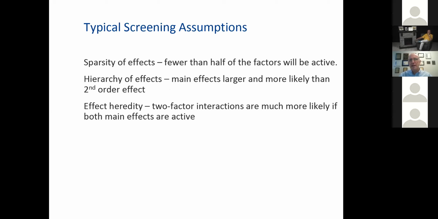So our typical screening assumptions are these, and screening designs really depend quite a bit on these assumptions being true. We generally have quite a few factors that we're screening, and we hope and trust that fewer than half of those factors will be big hitters. Then secondarily, we hope that main effects will be larger and more probable than second order effects. Because generally, we're not going to spend all the resources required to estimate all the second order effects. So if they're active, we don't want them to affect predictions that much.